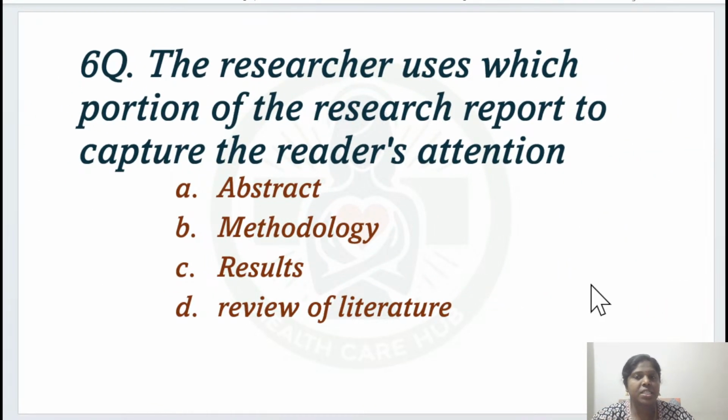Next question. The researcher uses which portion of the research report to capture the reader's attention? So, when we are doing any research report, how are we going to grab the reader's attention, whether through the abstract, methodology, results, or through the review of literature? Through which way are we going to grab the attention of the person?